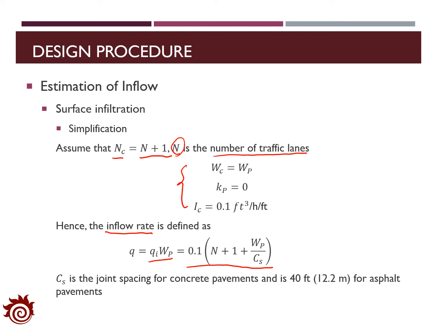So here, if we are considering the concrete pavement, Cs is the joint spacing. If we are considering the asphalt pavement, then Cs is a constant value. Usually we set it as 40 feet or 12.2 meters.